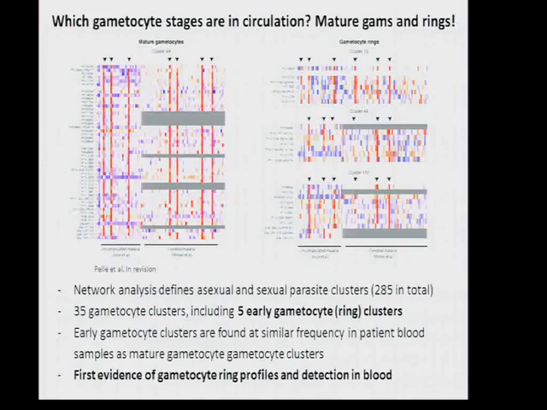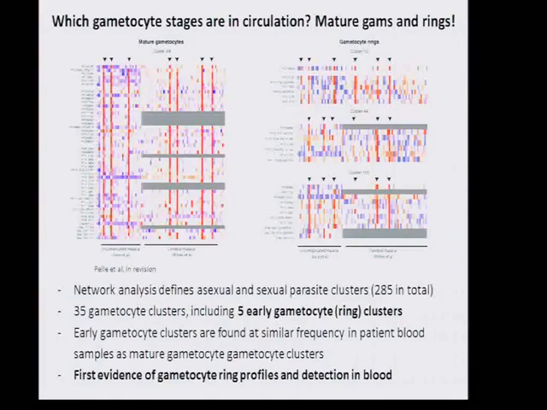So this demonstrates that at least transcriptionally we can detect the profile of very young gametocytes in the peripheral blood of malaria patients. And that's also the first evidence for gametocyte ring profiles and their detection in the blood. Therefore, so far no markers exist for this very early time frame of gametocyte development. PFS16, for example, is only turned on after about 30 hours of development.